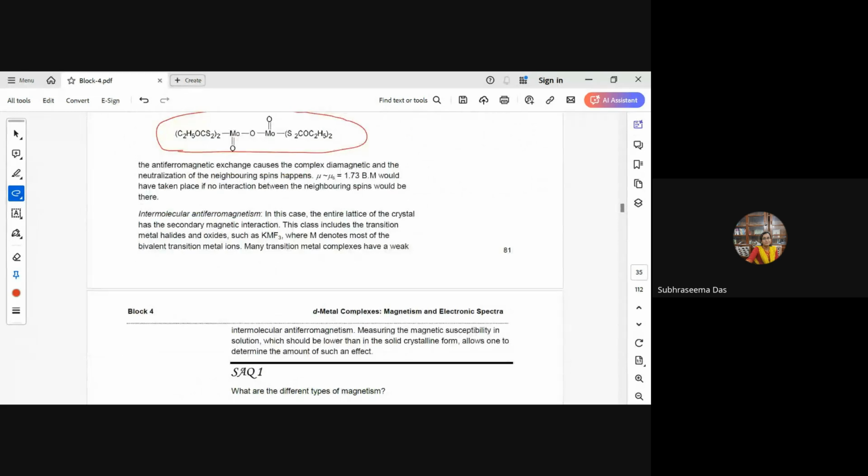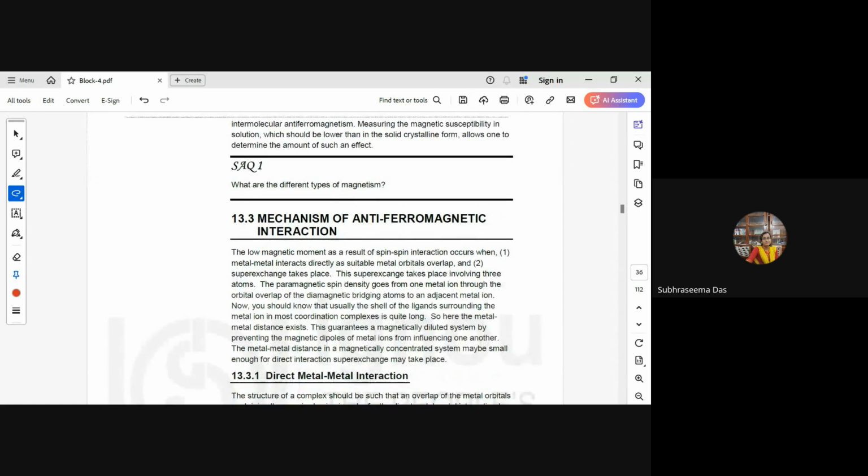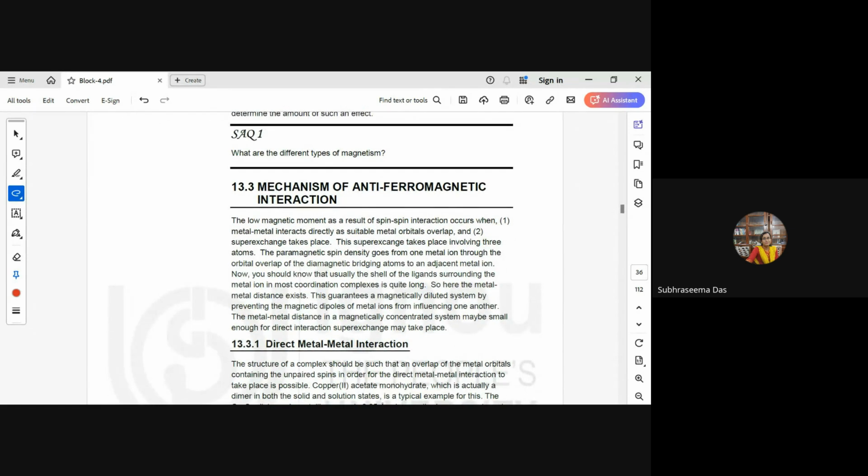Intermolecular antiferromagnetism implies the interaction with a secondary molecule. Particularly, metal halides like KMF3, where M is a metal from the transition series, have intermolecular antiferromagnetism. Now the mechanism of antiferromagnetic interaction. The magnetic moment might occur when the metal interacts directly through a suitable metal overlap, or super exchange takes place. The super exchange involves three atoms.